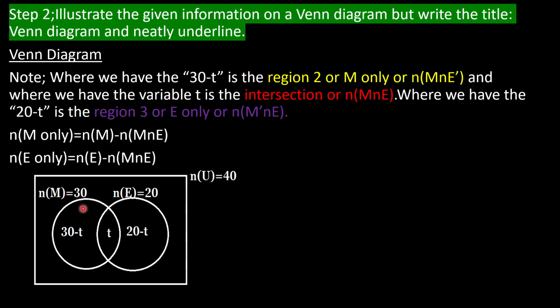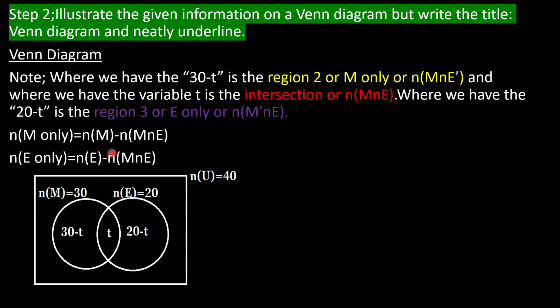So let's apply it here. Where we have the 30 minus t, so here, the region 2, so 30 minus t, and where we have the variable t is the intersection. So where t is the intersection, the number of M intersection E. So M intersection E was represented with the variable t, and where we have the 20 minus t is the region 3, or E only, or region M complement intersection E.